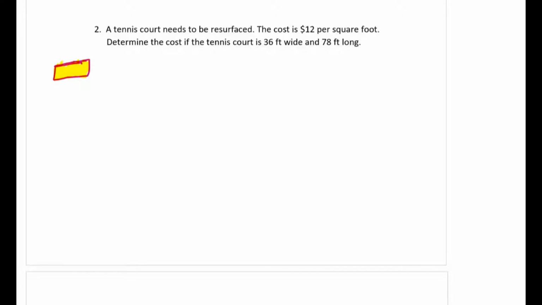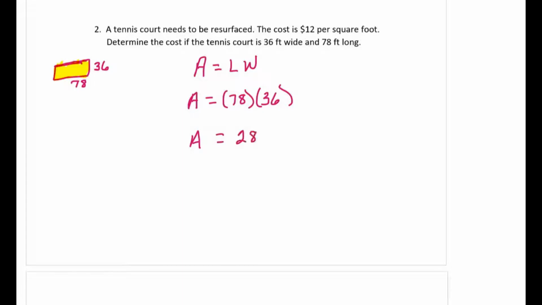So I need the formula for the area of a rectangle. The area of a rectangle is length times width. And I know that the length and width are 78 and 36, so I'm just going to substitute those numbers in. And we multiply that together, and we get 2,808 square feet. Now that's how much area needs to be resurfaced. I still haven't found the cost.